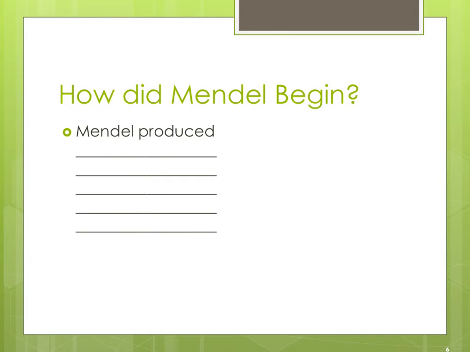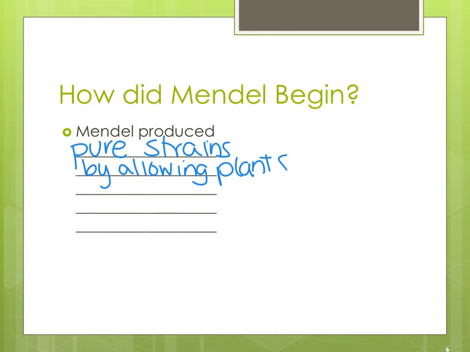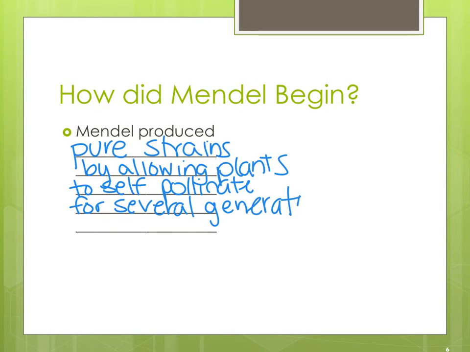So what Mendel was able to do was to produce pure strains, and we said pure strains are going to be homozygous, by allowing plants to self-pollinate for several generations. Now, even though it says that they were able to self-pollinate, he was the one who actually took their own pollen and put it inside that same plant.